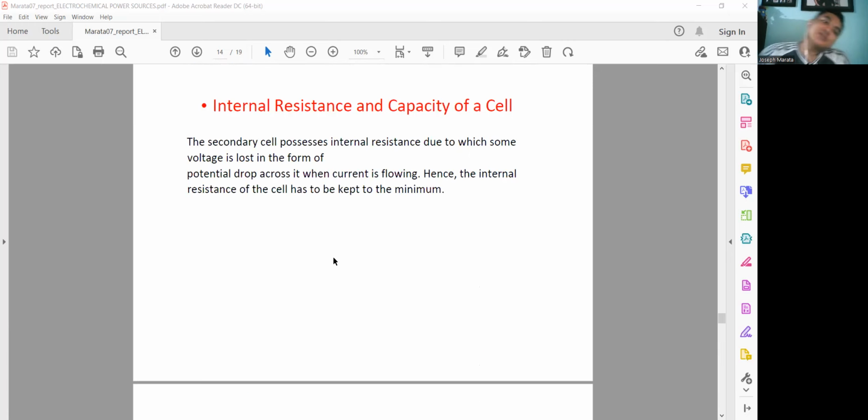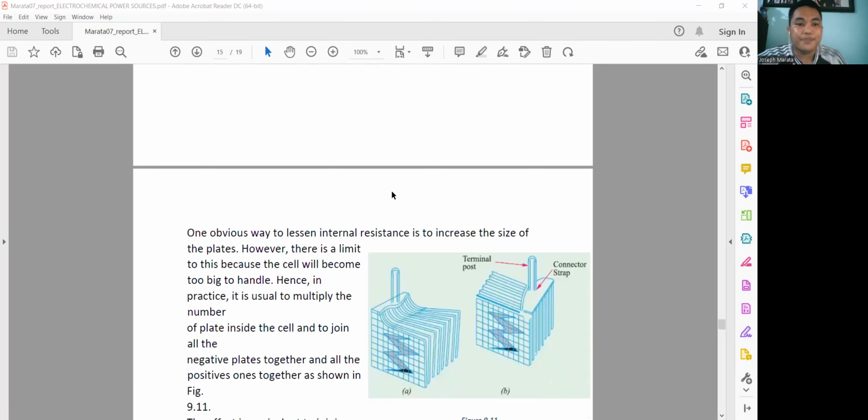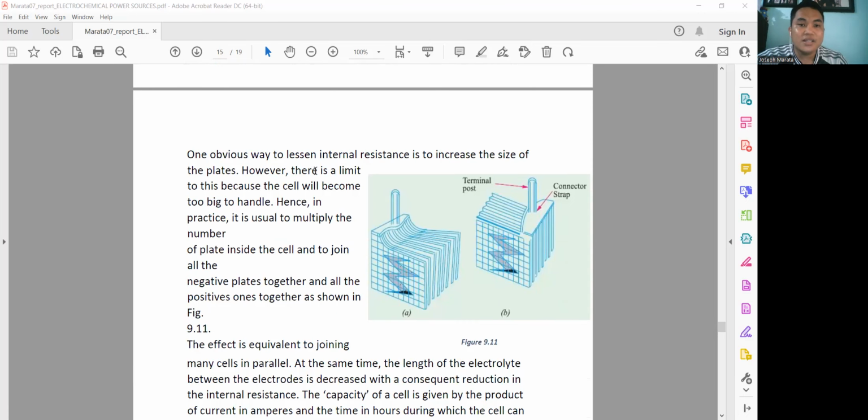The next subtopic I'm going to discuss is the internal resistance and capacity of a cell. The secondary cell possesses internal resistance, due to which some voltage is lost in the form of potential drop when current is flowing. Hence, the internal resistance of the cell has to be kept to a minimum. One obvious way to lessen internal resistance is to increase the size of plates. However, there is a limit to this because the cell will become too big to handle.